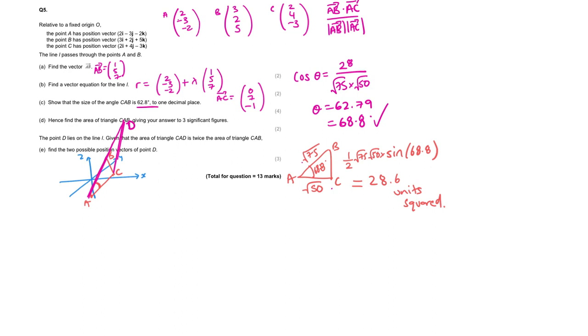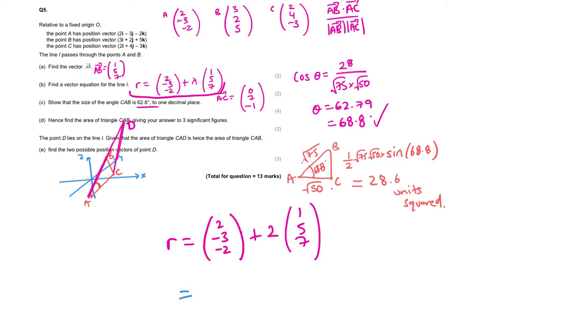So that means if I want to find the position of D, I know that my lambda equals 2, okay? So r equals (2, -3, -2) plus 2 lots of (1, 5, 7). And at least we've just gone through the logic, because who knows? If I just wrote 2, how would you know? So 2 plus 2 is 4. Minus 3 plus 10, 7. Minus 2 plus 14 is 12.